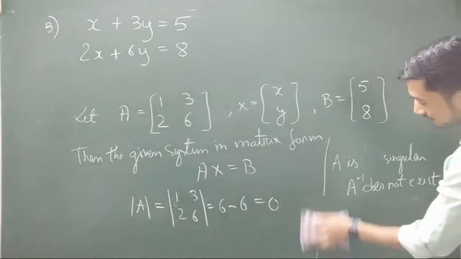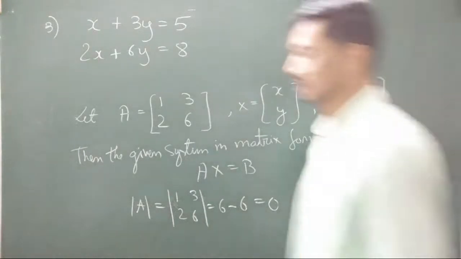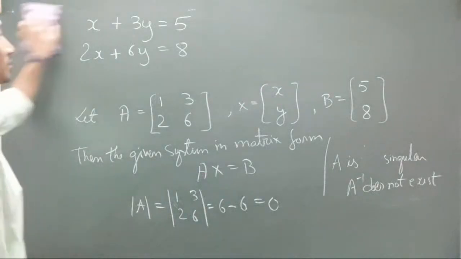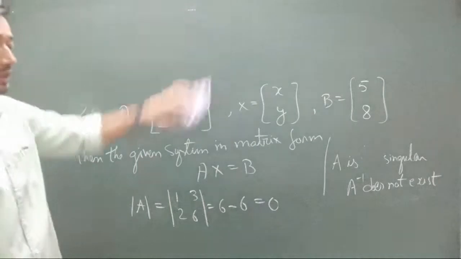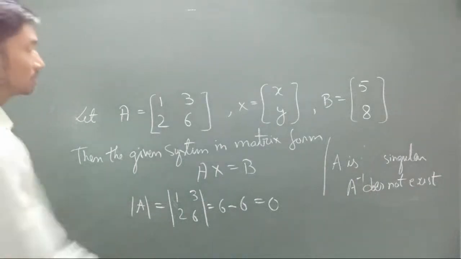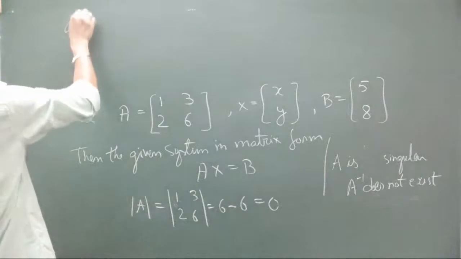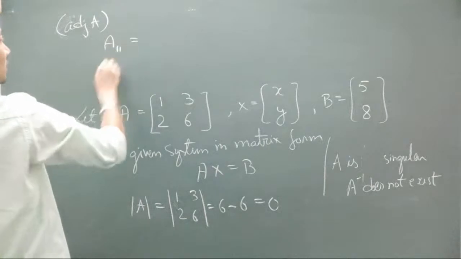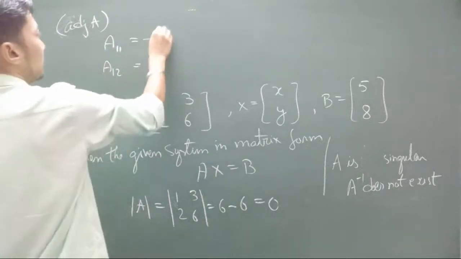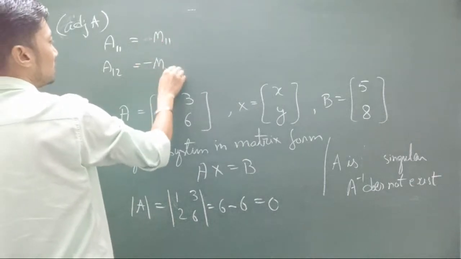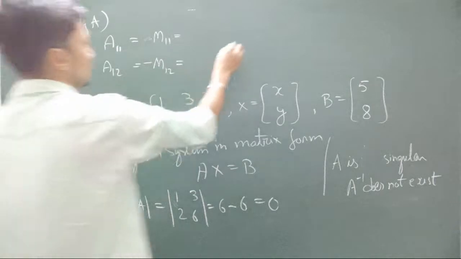We can't say. Because if you have noted down the previous points, you have seen that if A inverse does not exist, then about its consistency or inconsistency, we will get to know only after we find the adjoint of the matrix A. So for the adjoint of the matrix, let's find the cofactors, A11, A12. That is M11, minus of M12.